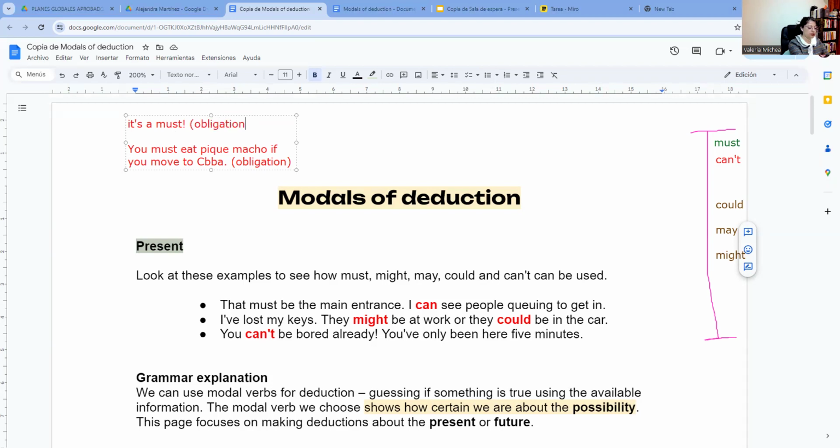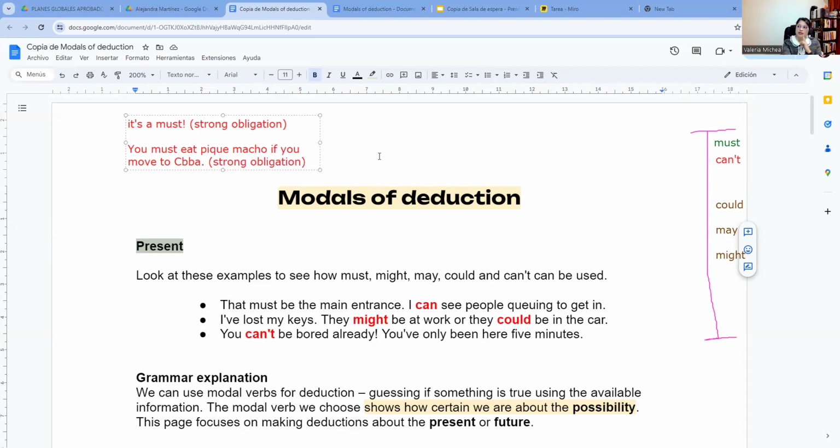not deduction, not possibility. When I say, guys, we need to complete the exercises about modals of deduction, it's a must. I mean that you have to do it. There's no other chance, right? So in that case, we are talking about obligation, and it's usually a strong obligation. And again, it's not a suggestion, it's an obligation.